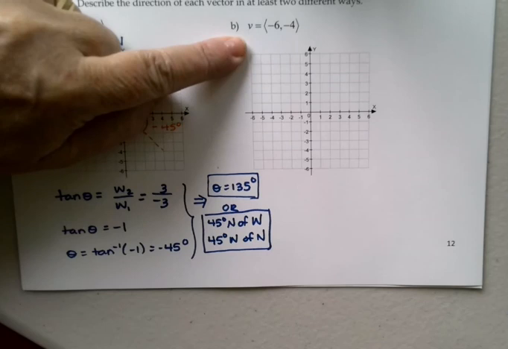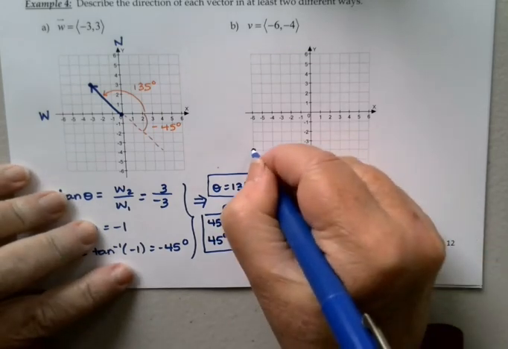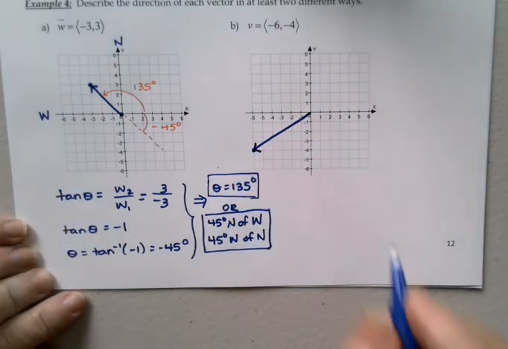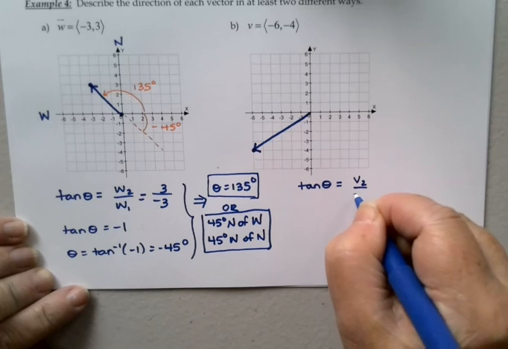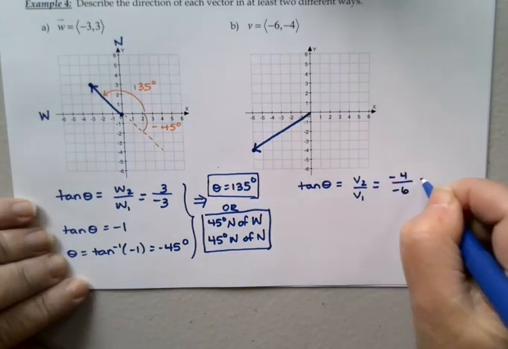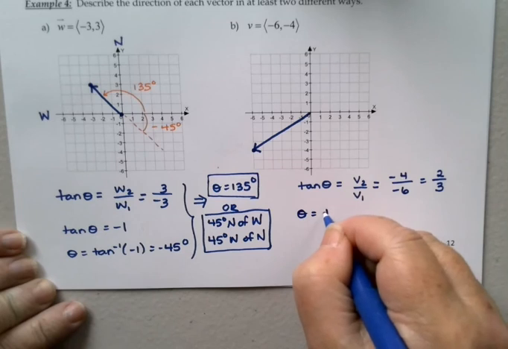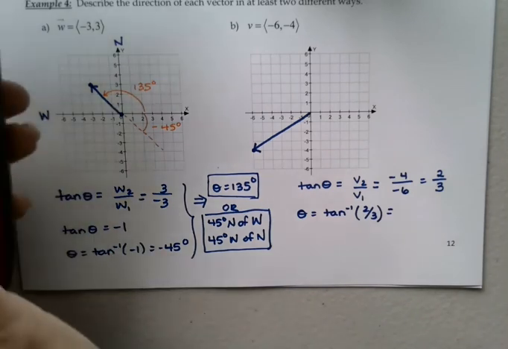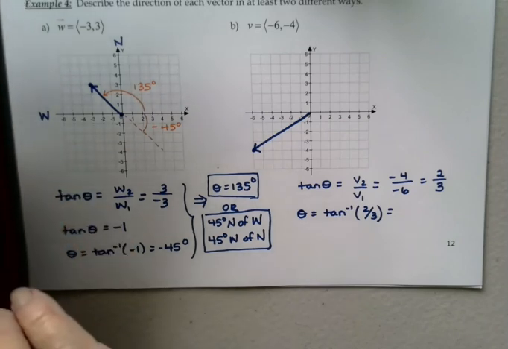All right, let's do something similar for the second one. Our vector here is -6, -4. So it's in quadrant 3. And I'm going to start out by saying, to describe direction, tangent theta, v2 over v1 would be -4 over -6, or 2/3. That means to get theta, I'm going to take the inverse tangent of 2/3. And I'll just do that on the calculator. Again, right now it's set in degree mode. And I get about 33.7 degrees.